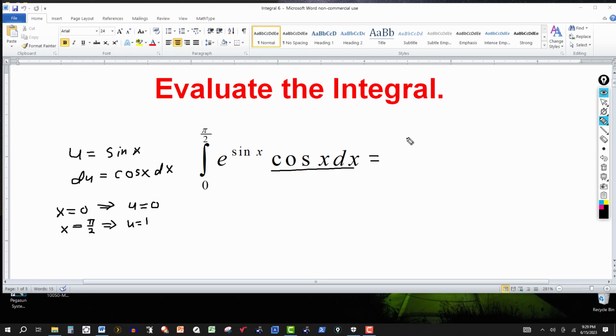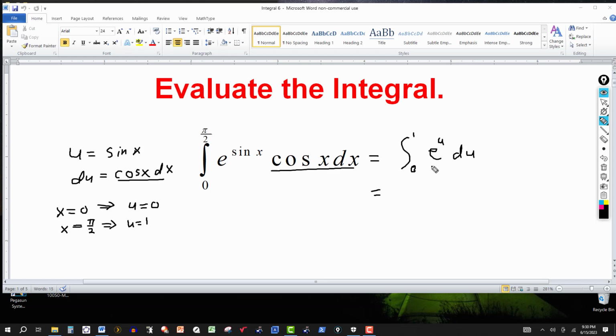So this then would be the integral from 0 to 1. And this will then be e to the u, since sine of x is u. And cosine of x dx can be replaced by du. I've got everything in terms of u, so now we just do the integration. Pretty straightforward integration with respect to u.